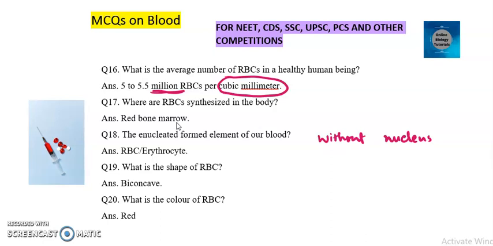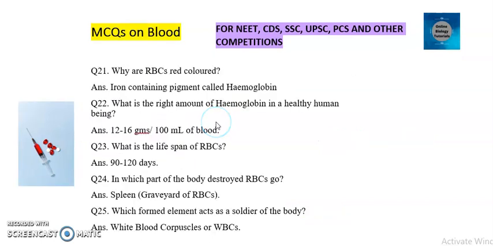Question number 20 is asking what is the color of RBC? So RBCs are red in color. Why are they red in color? Because they contain a protein pigment which is known as hemoglobin. Question number 21 is just a revision question because I have already discussed it with question number 20. Why are RBCs red colored? They are red colored because they contain hemoglobin, and in this the heme is actually the iron part.